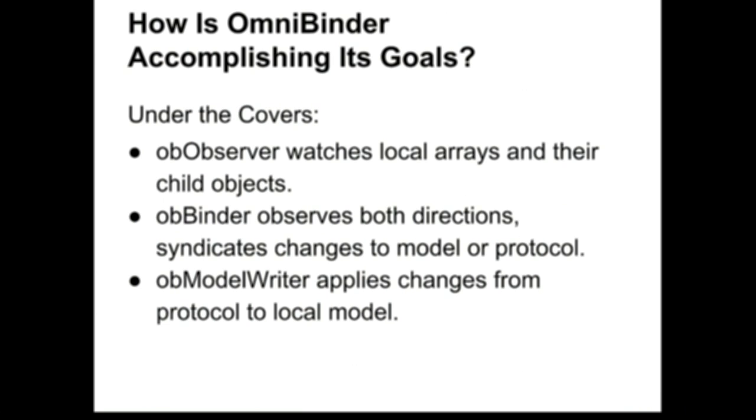Under the covers, there are some other things going on. There's an OB observer service that uses object observe and array observe to watch arrays and their child objects. Again, as a developer, you don't need to see this, but this is something that's doing the heavy lifting. OmniBinder observes both directions to syndicate changes to the model or protocol, and it treats both directions pretty similarly. And Model Writer is a service that is the equivalent of a protocol, which applies changes from a protocol to a local model.